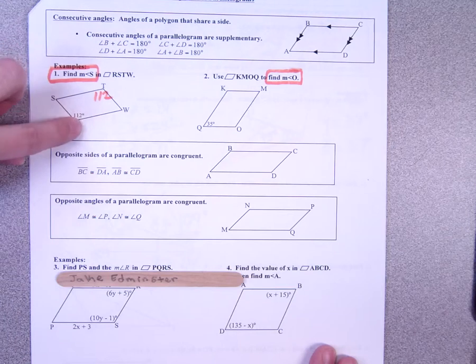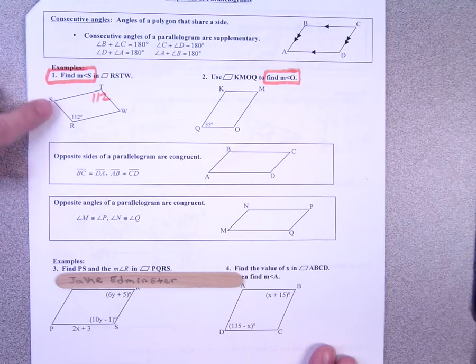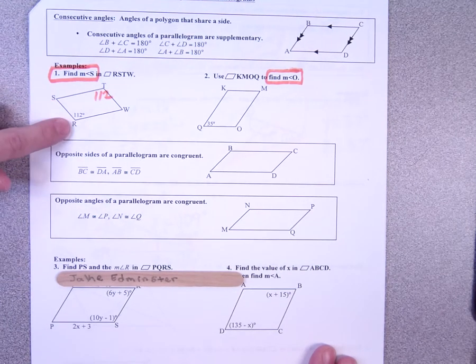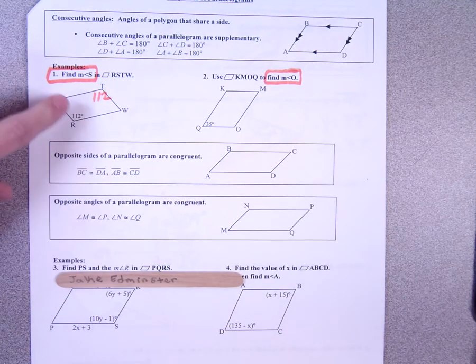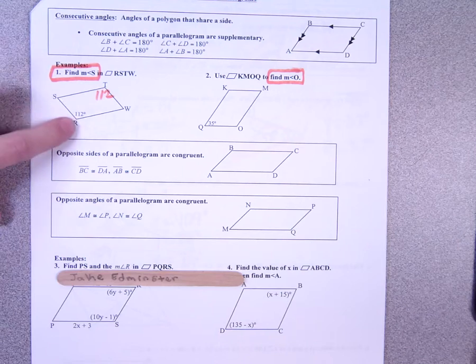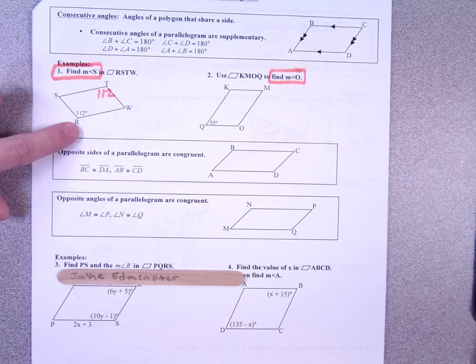Opposite are R and T. Opposite are S and W. So S and R are consecutive because they're next to each other. Consecutive numbers are like 1, 2, 3, 4. They're like next to each other. So these are consecutive angles. And what's the foldable tell you about consecutive angles? Are they congruent or are they supplementary?